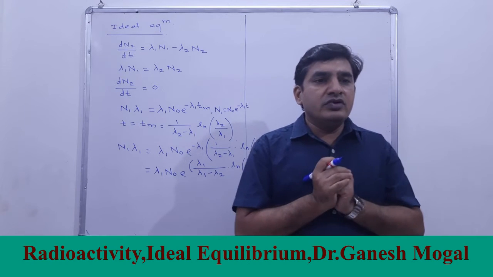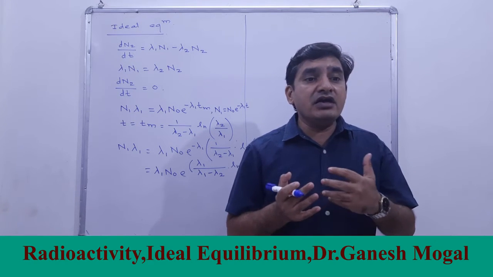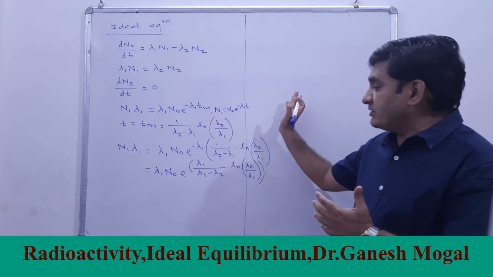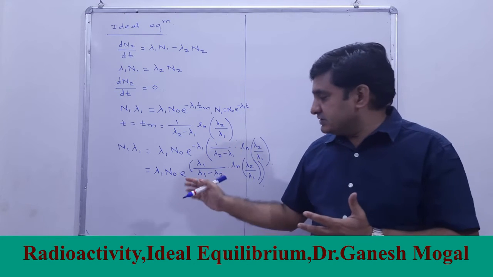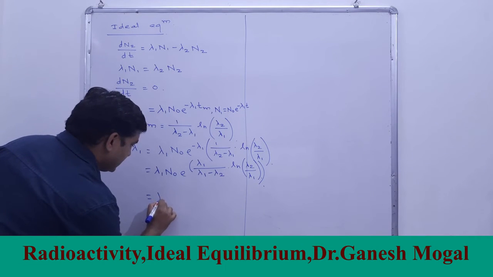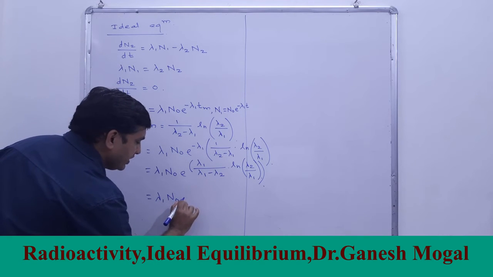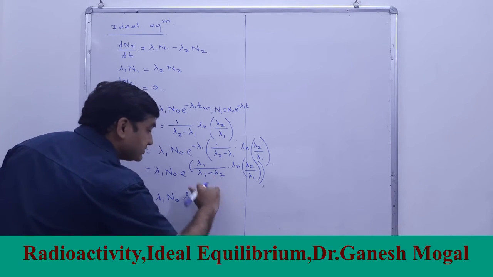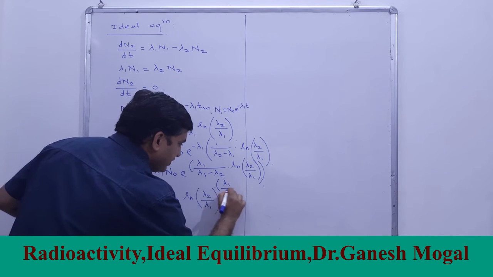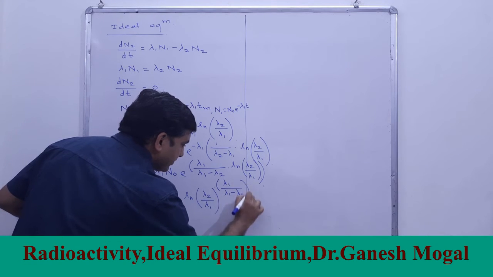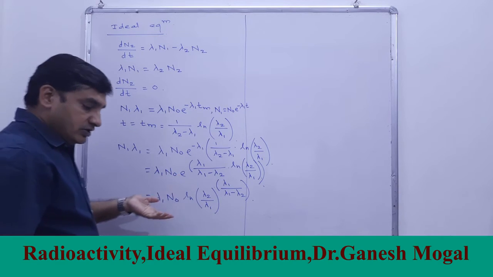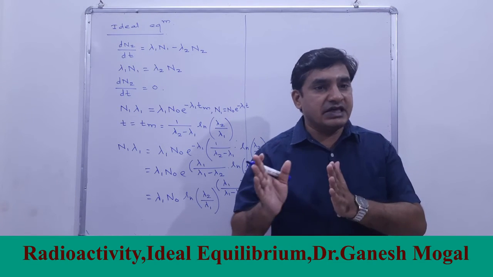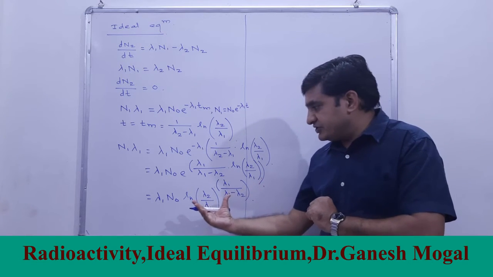Now we can also represent this term differently: the exponential term goes away, and we can write lambda 1 N0 times lambda 2 upon lambda 1 raised to the power lambda 1 upon lambda 1 minus lambda 2, because the reciprocal of the exponential term is ln. So we can represent it like this.